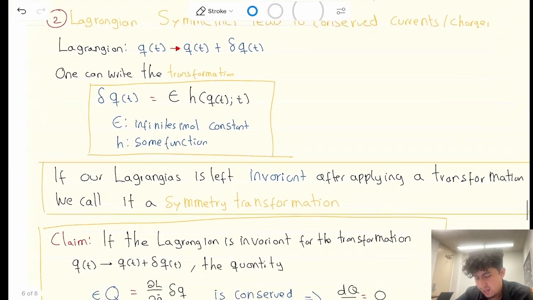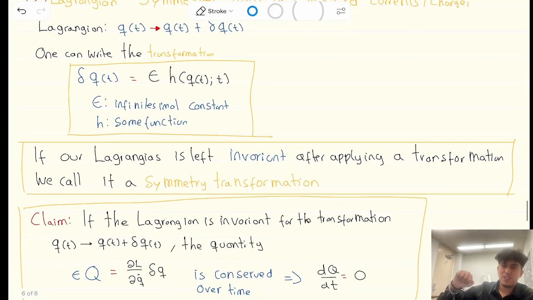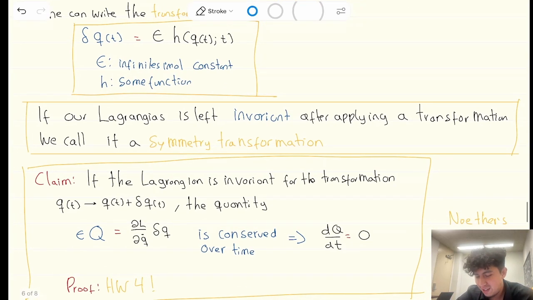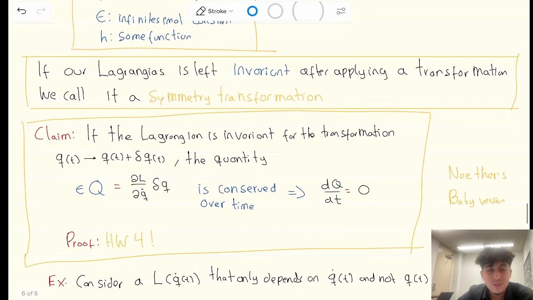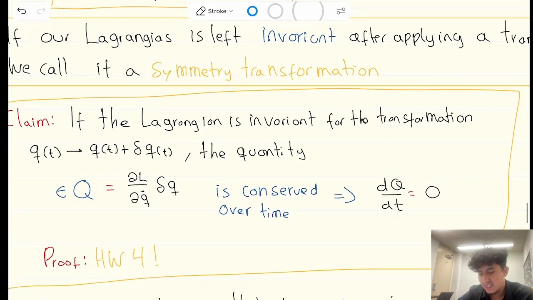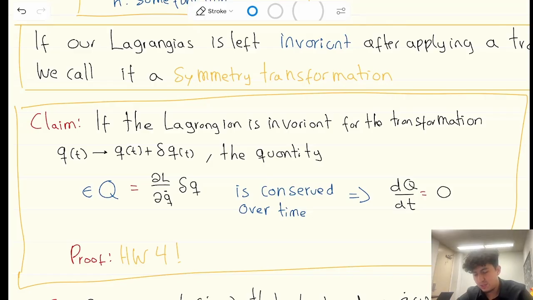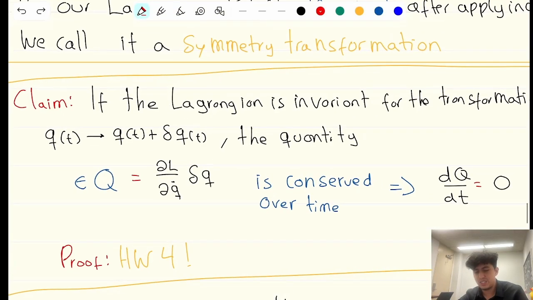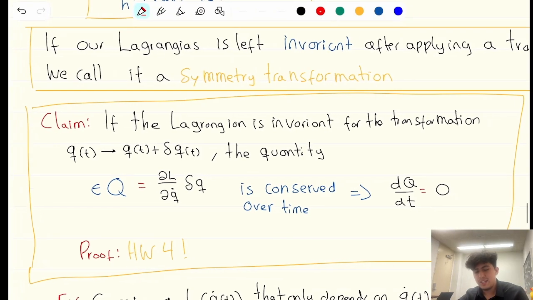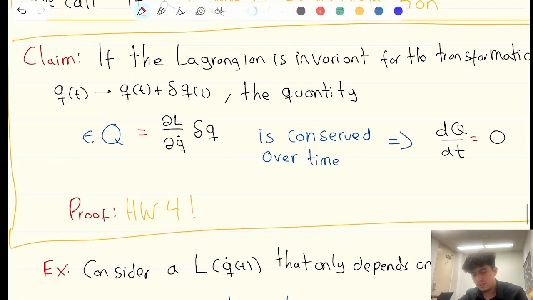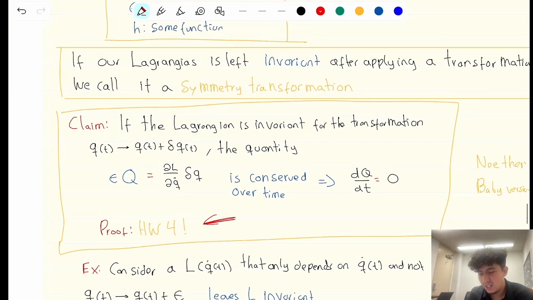Cool. And if our Lagrangian, and this is going to be super important, is left invariant after applying a transformation, we're going to call it a symmetry transformation. That's the whole definition of our symmetry. And now we're going to go into Noether's theorem. The baby version is that if the Lagrangian is invariant under this transformation, this is just a general transformation, then this quantity, Q, is conserved over time. So cool. And there's a proof. The proof you're going to do in your homework, which is going to basically be following the book of why this is true.